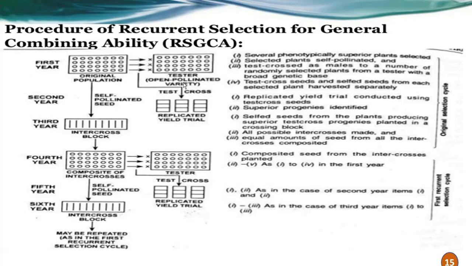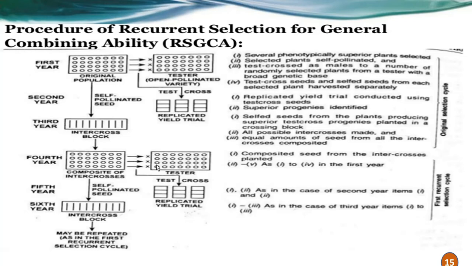That's why we are testing the general combining ability of that particular plant, and only if it is found suitable are the intercrosses made between those plants and the seed composited. This is the original cycle. Then the first recurrent cycle, just like the original cycle, and the second cycle may be repeated and so on. This is for the improvement of the general combining ability of a selected plant. So this is the general scheme for recurrent selection for general combining ability.